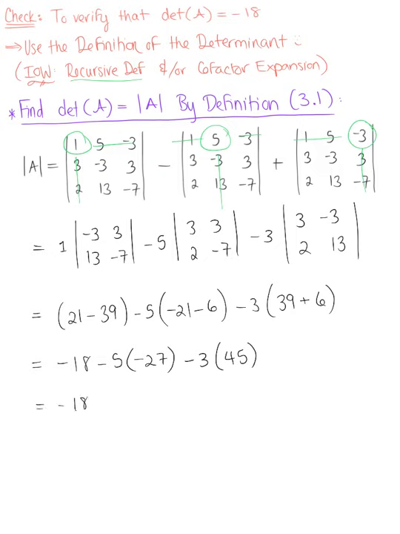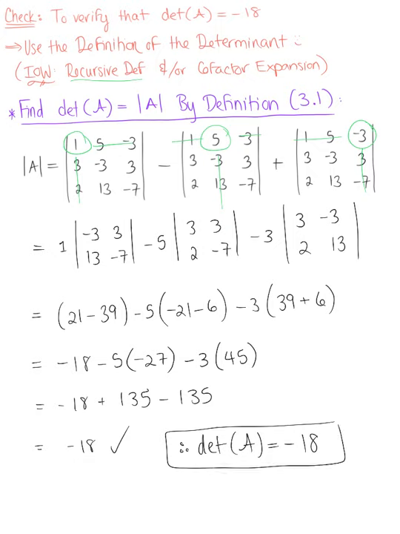So we have negative 18 plus 135 minus 135. And this leaves us with our beautiful final answer of negative 18. So we have confirmed that the determinant of matrix A is equal to negative 18. And we can see here too, since each one of these 2 by 2 submatrices has a non-zero determinant, right, minus 18, minus 27, 45, that this matrix A is invertible, which we confirm from the non-zero determinant.